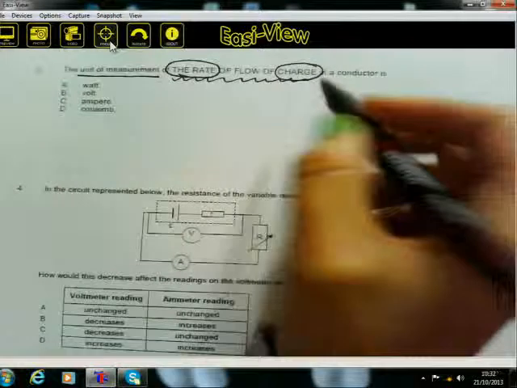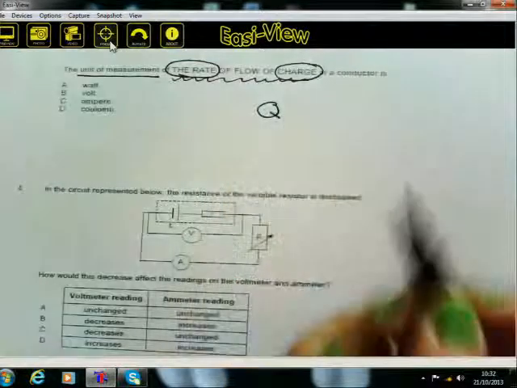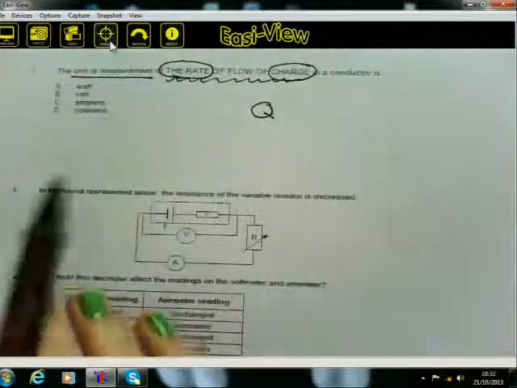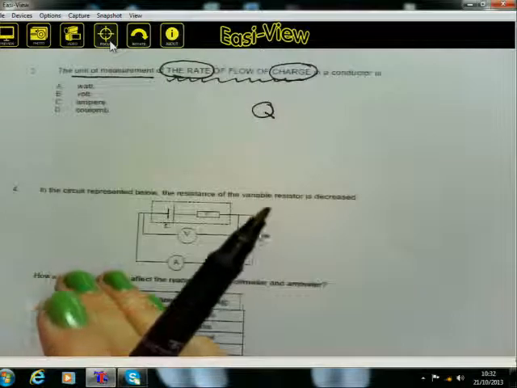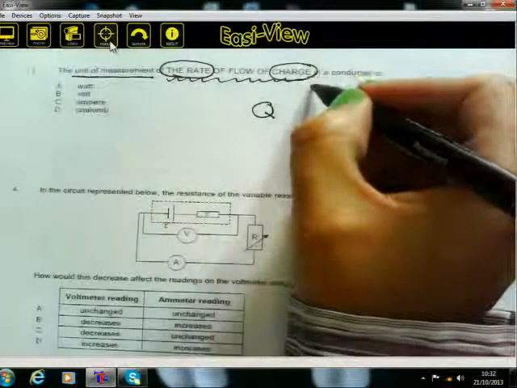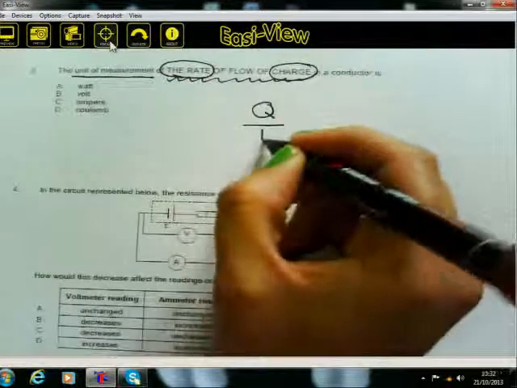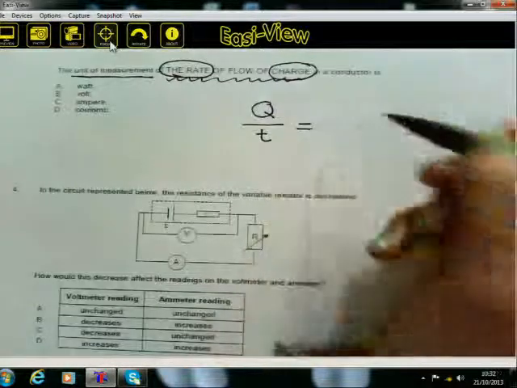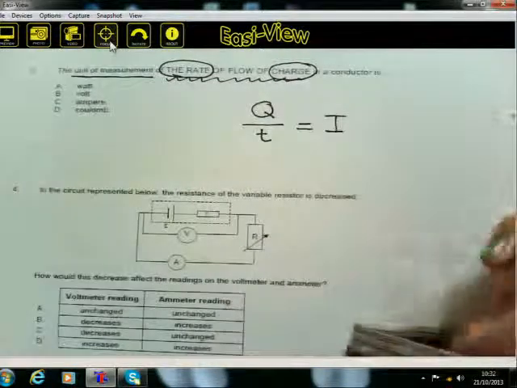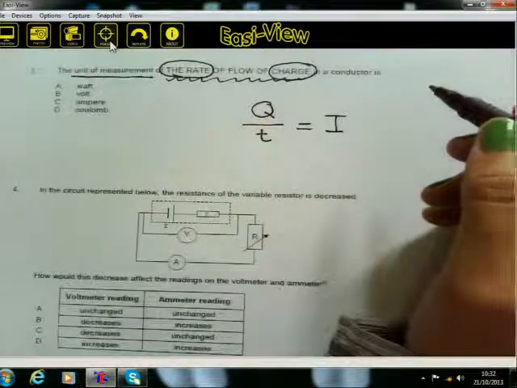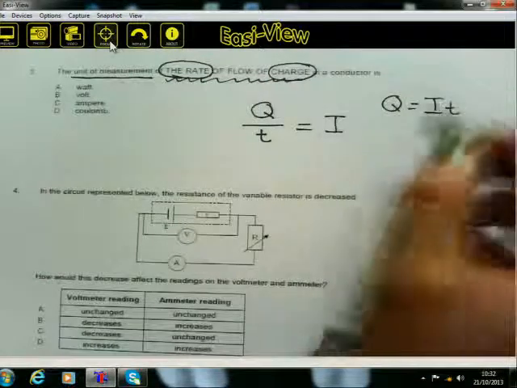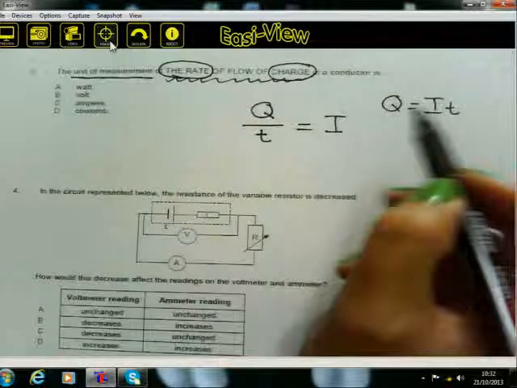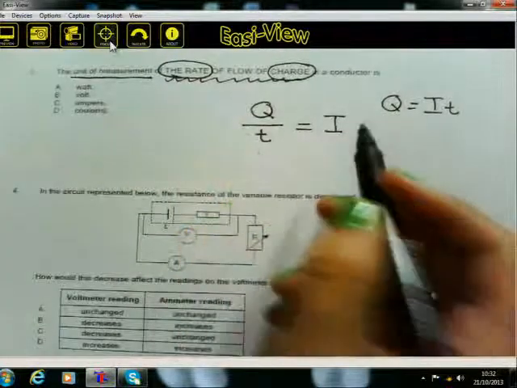Now our symbol that we use for charge is Q. And every time that you see anything that has to do with rate, it means that time is involved. So we need to know how much charge flows per second. So if we put the amount of charge over time, we get that Q over T equals I. And this comes from, if you see the page with all the formulas, you see that they give it in the form Q equals IT. Now if you just change the subject of that formula, you'll see that Q over T equals I.